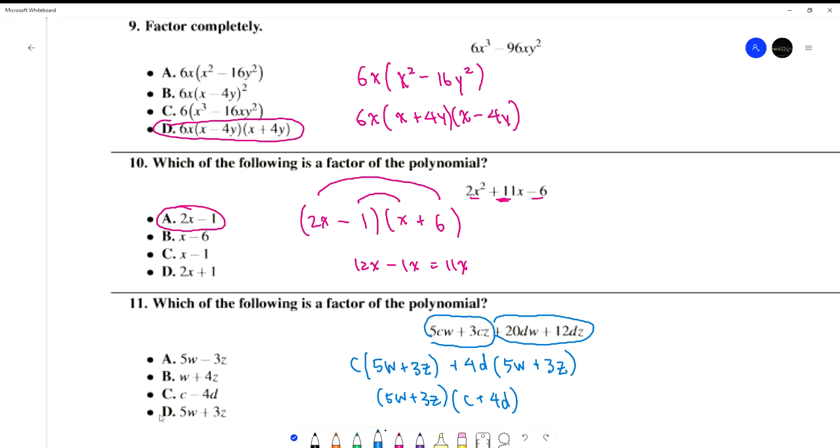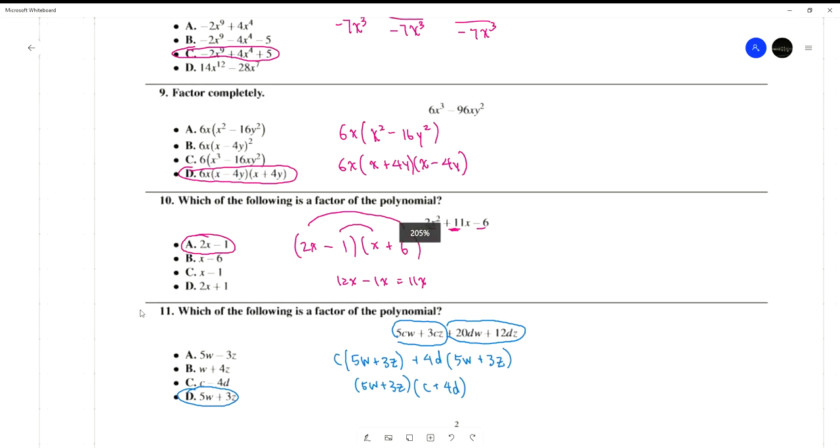And I can see that D is one of the factors, right? They don't have a C plus 4D listed. Any questions? Okay, moving on.